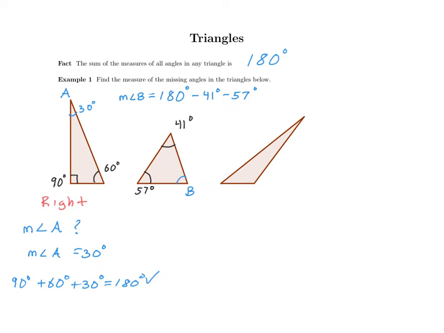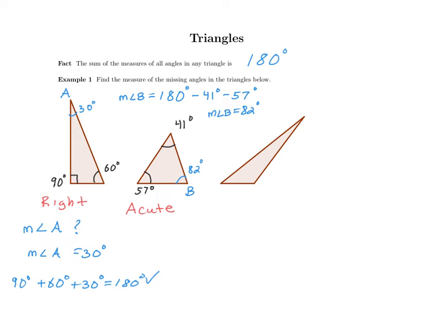So I'll do this in my calculator. 180 minus 41 minus 57 is 82 degrees. So that is the measure of angle B, 82 degrees. Notice that in this triangle, all the angles are acute, meaning they are between 0 and 90 degrees. If this happens, we call this triangle an acute triangle. So that's because all of the angles are, in fact, acute.